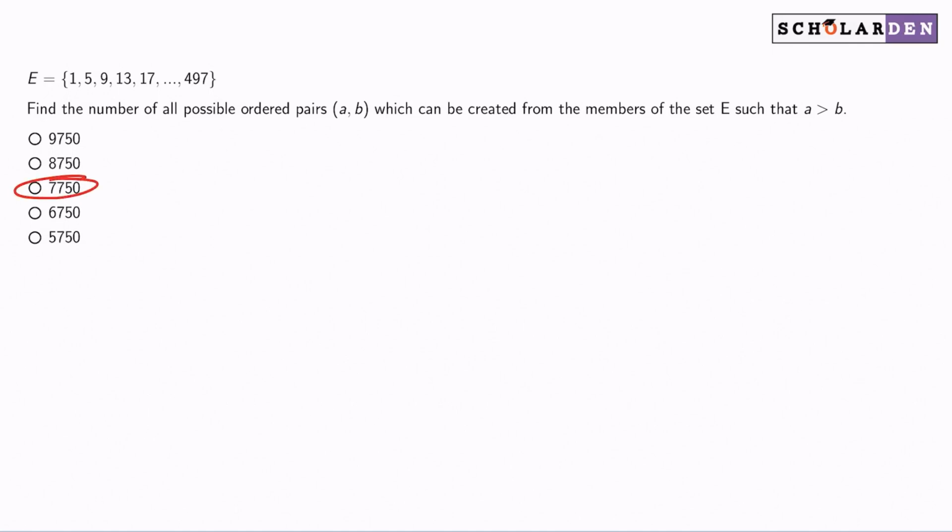7,750. And this is actually a pretty fairly standard, straightforward solution, so pay attention here. So first off, what's the question? We want to find the number of possible values that could be created from the members of the set where A is greater than B. And we have this ordered pair here, AB. And so we just need to find all of the possibilities where A is greater than B.